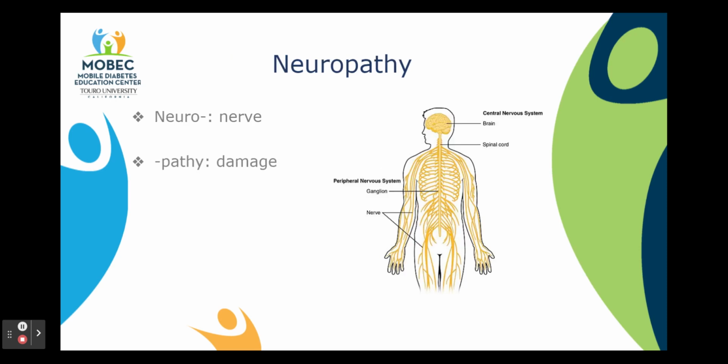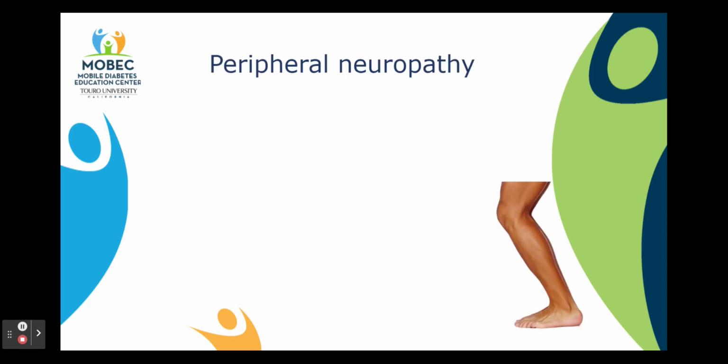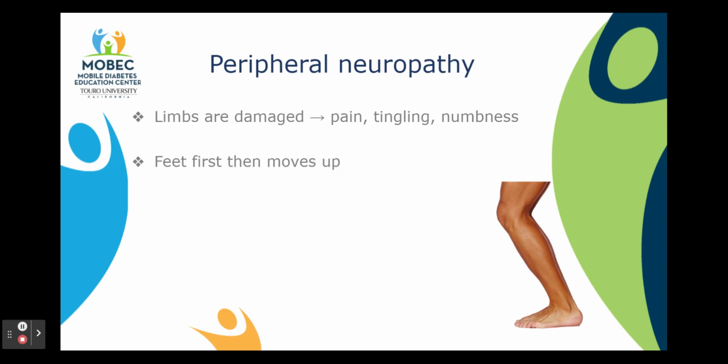An important concept that we'll discuss in great detail is diabetic neuropathy, which is nerve damage. Because nerves send signals to and from all of our organs, we can see effects of diabetic neuropathy in many parts of the body. Peripheral neuropathy is when the nerves in the limbs are damaged, causing pain, tingling, and numbness. It usually affects the feet first, then spreads upward.